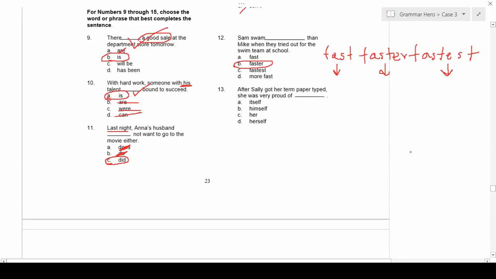13, after Sally got her term paper typed, she was very proud of itself. No, Sally's a person, and this is referring to Sally. Himself, Sally's a girl. Her, if you were to put her in there, that would mean Sally is proud of her. That means someone else, not herself. Herself is the correct answer.